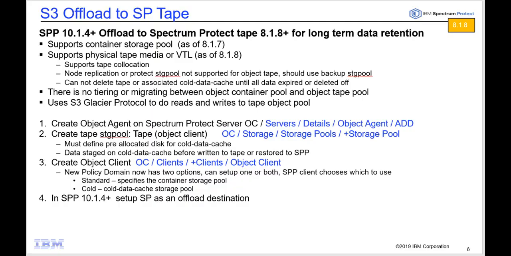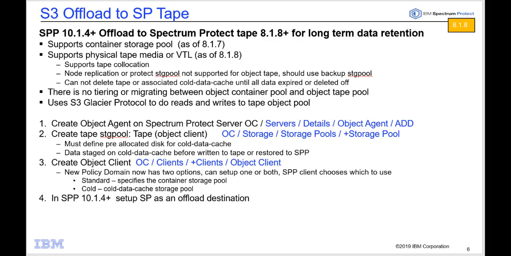A couple things to note on that cold data cache that we created to utilize to stage the backups or the restores. When the Spectrum Protect Plus client goes to do a restore, it's going to specify how long to keep that data available in the cold data cache. So basically, Spectrum Protect is going to bring it back off of tape, stage it in that cold data cache, and have it ready for the Spectrum Protect Plus client to restore directly from that. You won't be able to delete the cold data cache or the object tape pool until all of the data that's associated with those object clients that wrote out to the object tape pool have deleted or expired all of their data off of them.